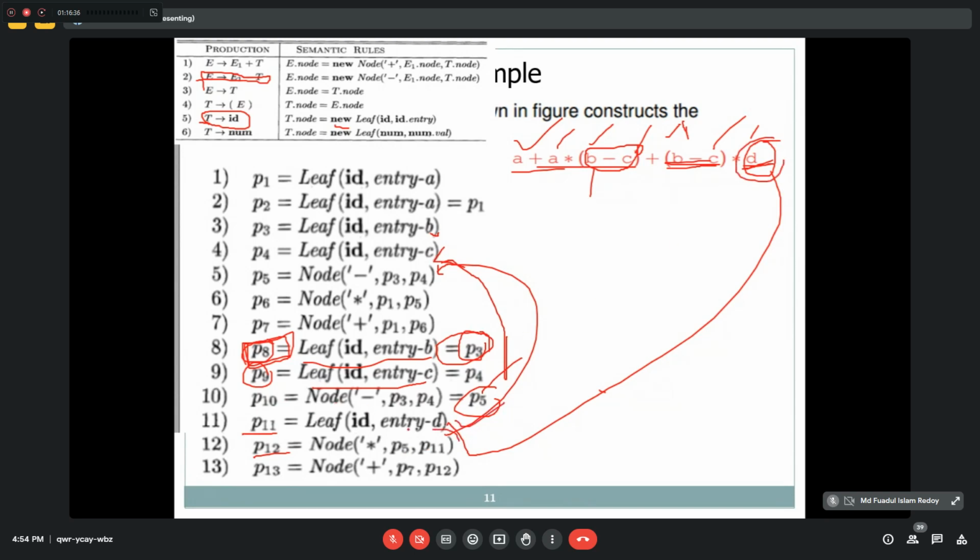So now this part, if you think this part actually P7, and this part actually P12. So now you need to perform addition between P7 plus P12. So now just another process, that is P13 equal to node plus P7 P12. This is the left one, this is the right one, and plus is the operator. Hello? Yes, sir. Now it is clear.